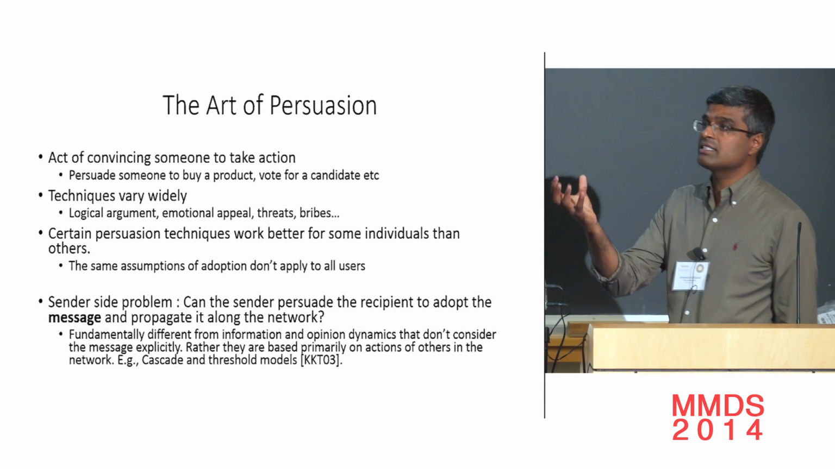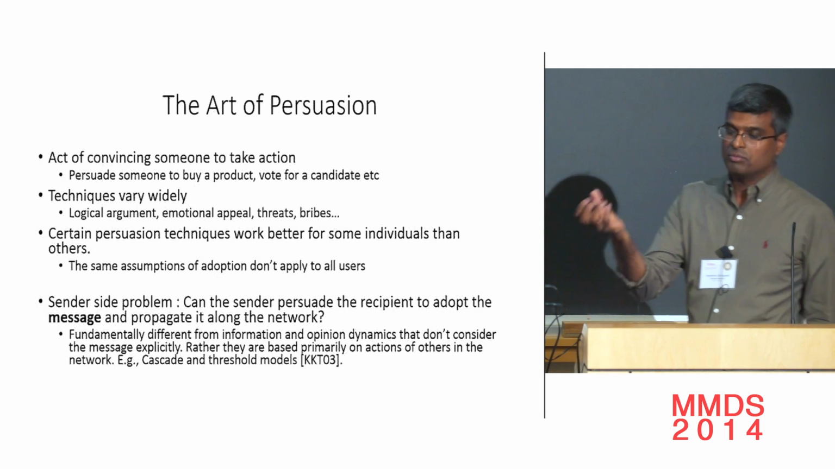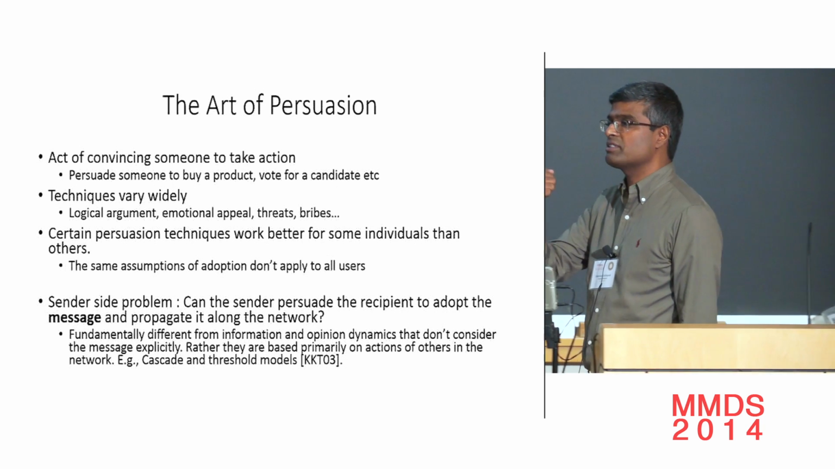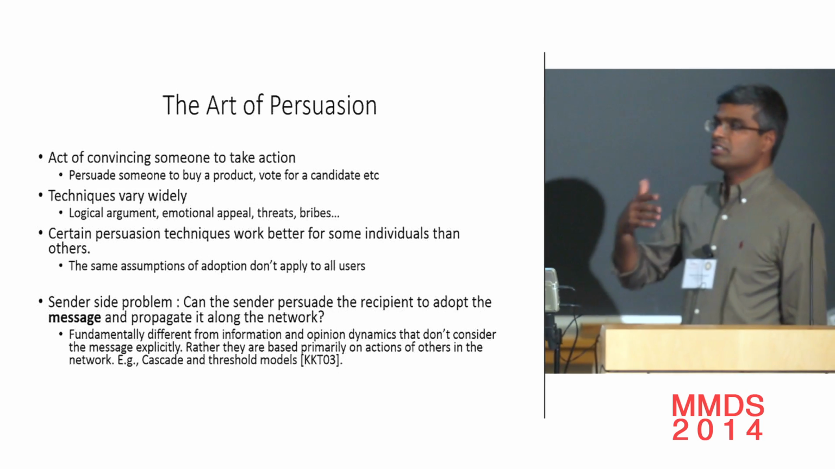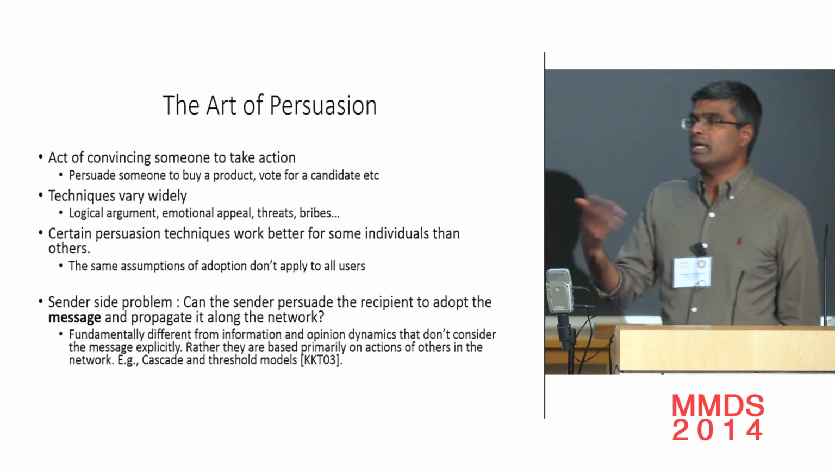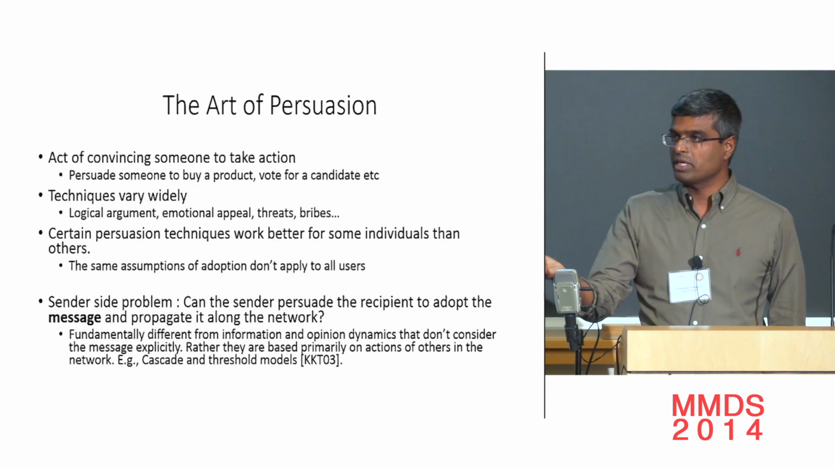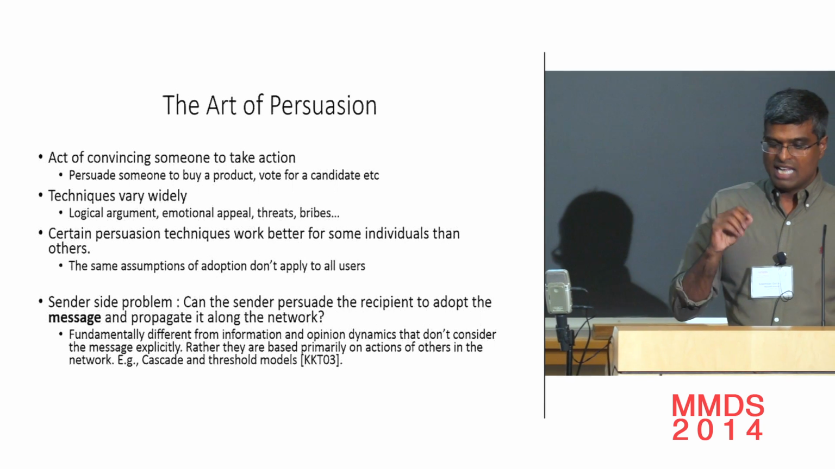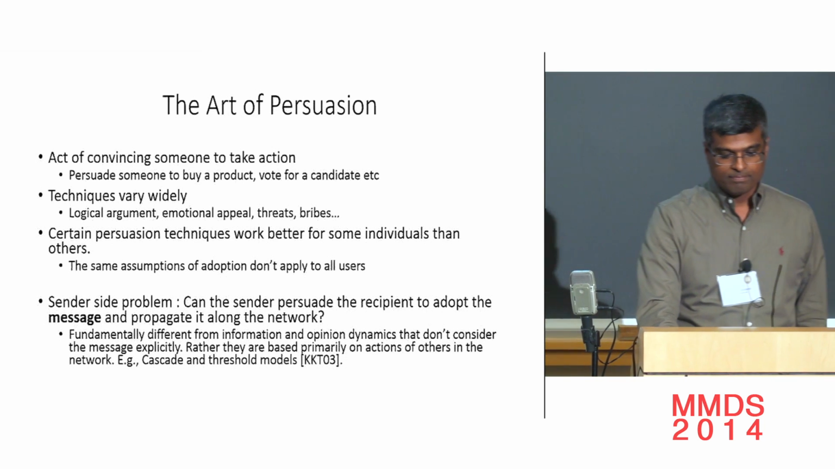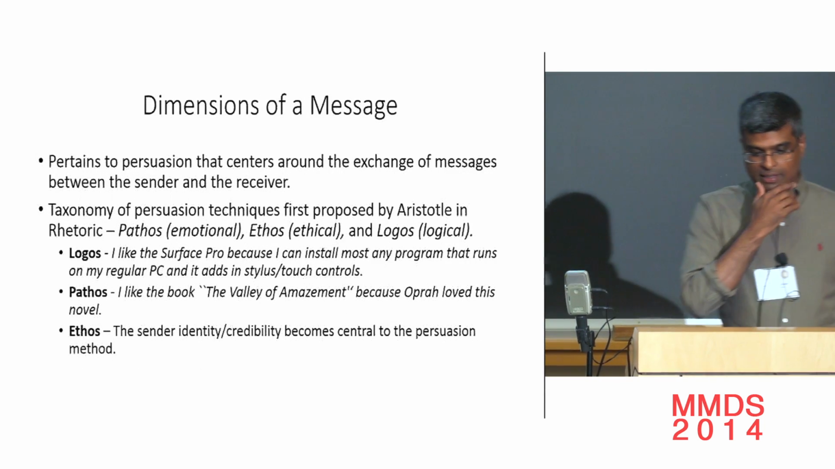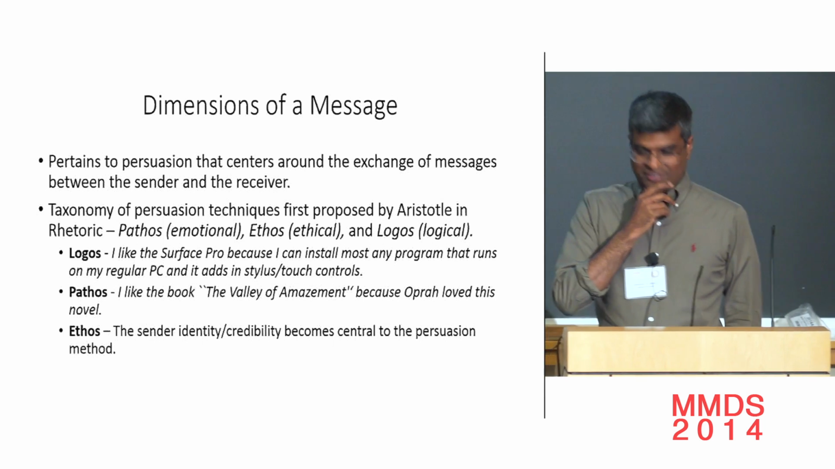But anyway, here it's mostly a sender-centric problem. Unlike the receiver side in opinion dynamics, the sender here has to understand what the right message is to pick and convey so that people in the network adopt that message, right? And this is fundamentally different from pure influence maximization again. So, sorry, it's Aristotle.